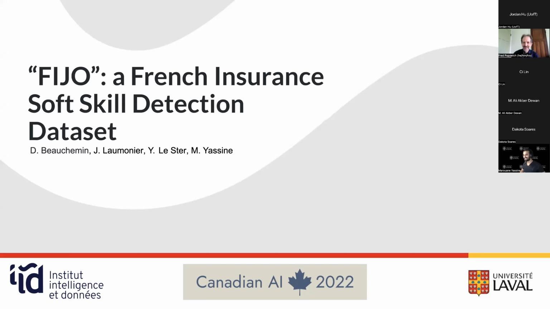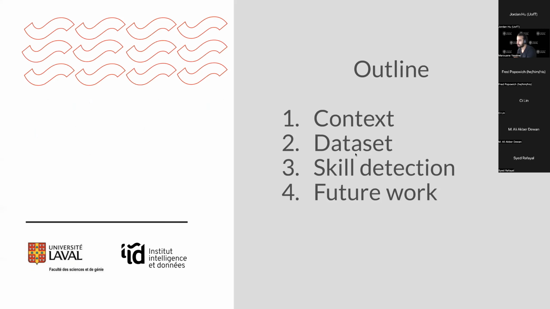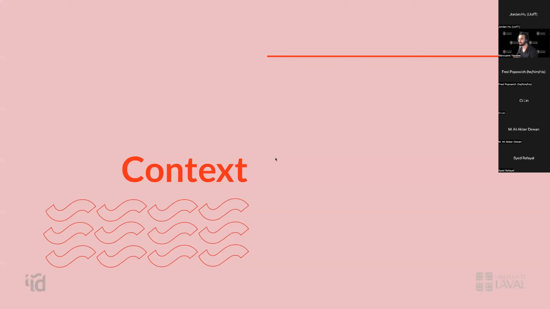Merci, thank you. Thank you all for being here. So as Fred rightfully pointed out, I'm going to be talking about FIJO in French, or FIJO in English. And if you're wondering what that stands for, it's basically an acronym, which stands for French Insurance Job Offer. And as the title of the paper suggests, it is a data set for soft skill detection. So during the presentation, we're going to talk about the data set itself, what we chose to do with it. So spoiler alert, we're doing skill detection, as well as the future directions in which we want to take our work. But before all that, let's talk about the context in which the project was developed.